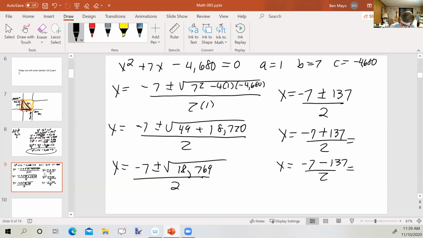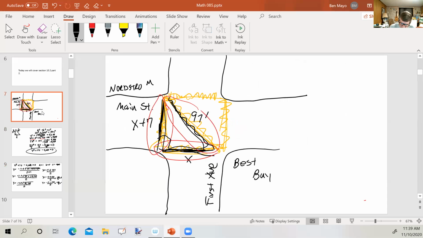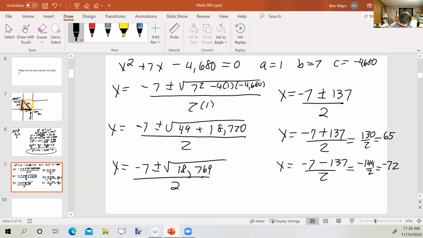Well, negative 7 plus 137 is 130. Divided by 2 would be what, 65? Okay. Negative 7 minus 137 would be negative 144 over 2, which is negative 72. So we're getting 65 and negative 72 for values of x. But if we go back to our triangle, in fact, all the way back here, this is a distance. This is a distance. So they can't be negative. Negative 72 is a solution to the equation, but it doesn't fit the actual problem.